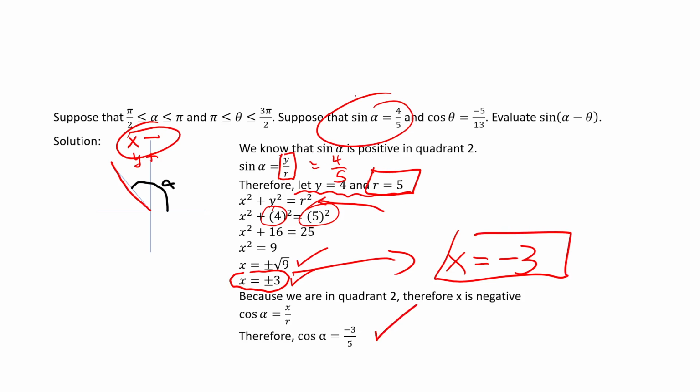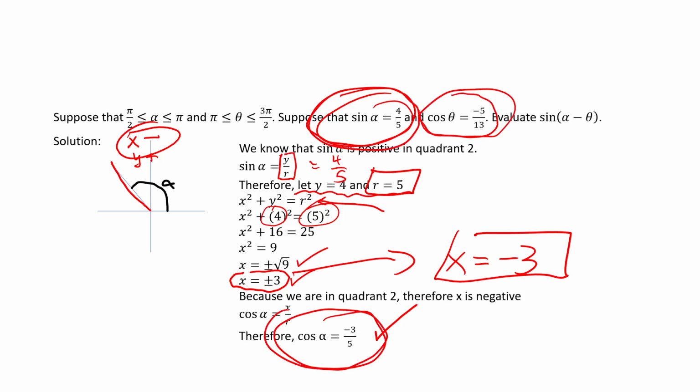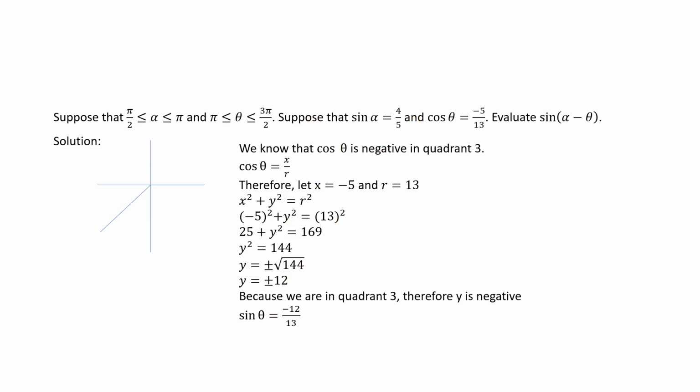that means x is negative 3, r is 5, cos alpha must be negative 3 over 5. So we've got knowledge of the sine of alpha right here, 4 over 5, the cos of alpha right here, negative 3 over 5, and the cos of theta right here, negative 5 over 13. Let's see if we can find the sine of theta and complete the set.